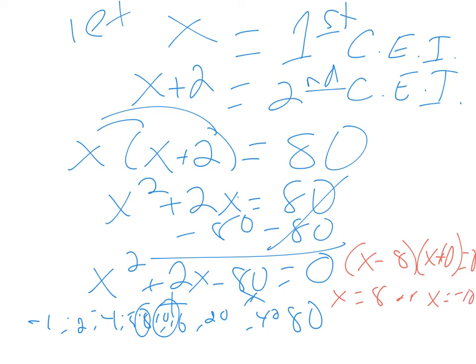Now, it's fine to have a negative here because they're just consecutive even integers. So that means that my first consecutive even integer could be 8, so my second one would be 10, or my first one could be negative 10, and negative 10 plus 2 would be negative 8. So those could be my two consecutive pairs of even integers, negative 10 and negative 8, or 8 and 10.